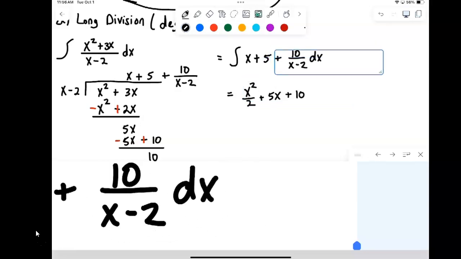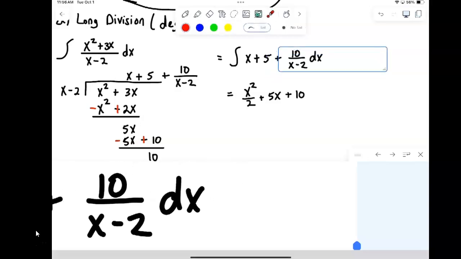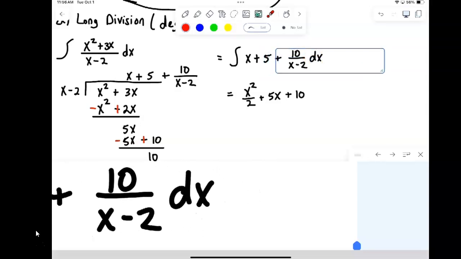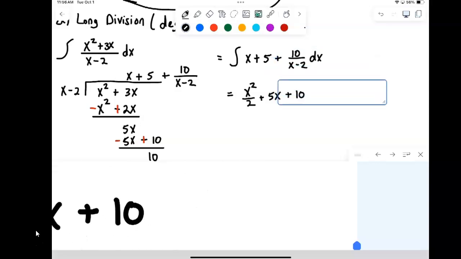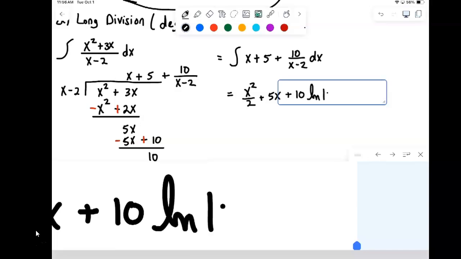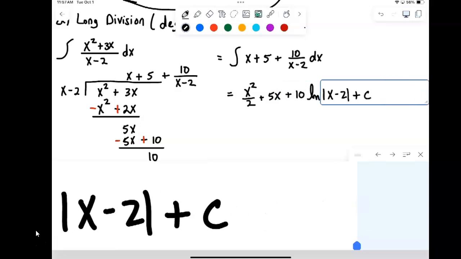And then that's 1 over x minus 2. If you let u be x minus 2, then du would call for a 1 to go with the dx, but we already have that. So that's just 1 over u. The integral of 1 over u is natural log. So this would be 10 natural log absolute value of x minus 2 plus a constant.